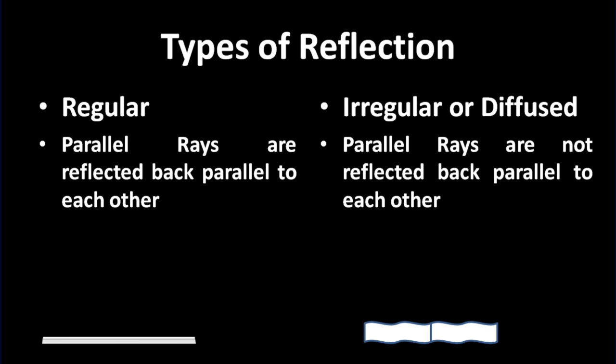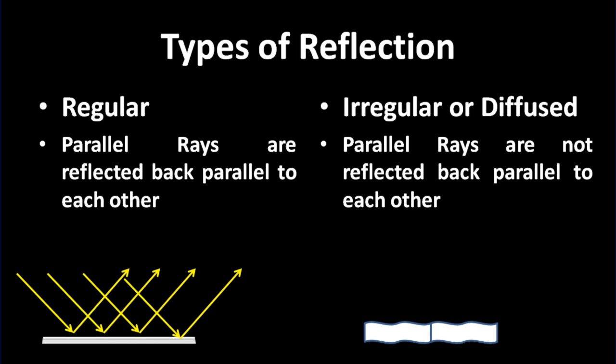There are basically two types of reflection: regular reflection and irregular or diffused reflection. In regular reflection, parallel rays are reflected back parallel to each other, while in irregular or diffused reflection, parallel rays are not reflected back parallel to each other.